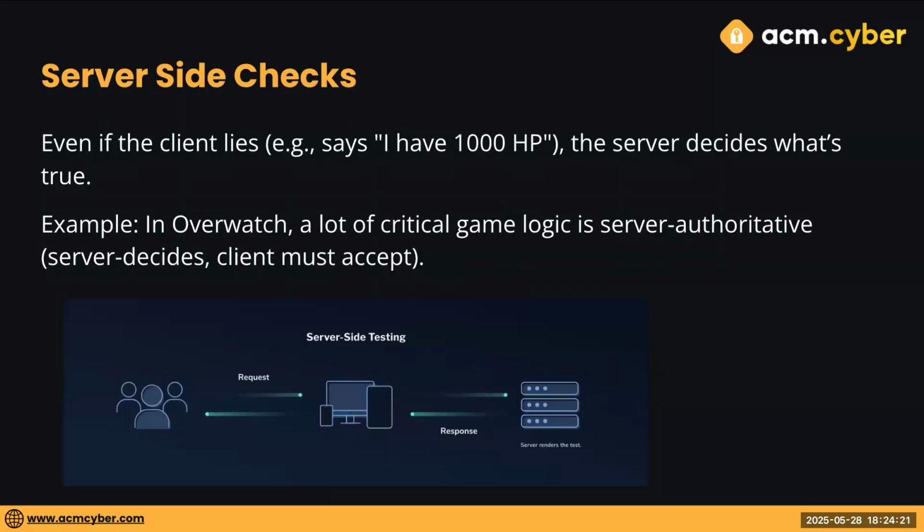So just to go a bit in depth into one of these checks, commonly used is server-side checks. This is often when we're doing the memory changing and you're like, okay, I have 1,000 horsepower or 1,000,000 health. Obviously not true. And so the server takes in that information and decides what's true and not. Examples include Overwatch, where a lot of critical game logic is server decided and server dependent, and you kind of just have to accept it, and it makes changing the memory difficult, and that's why you use aimbots. Woohoo!